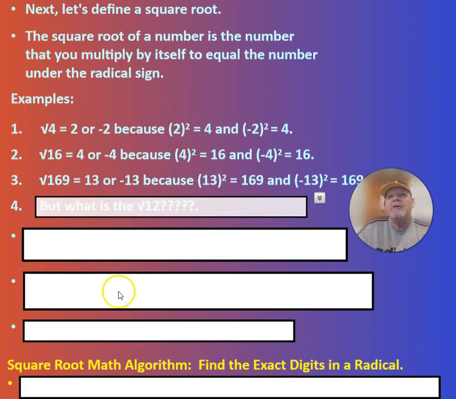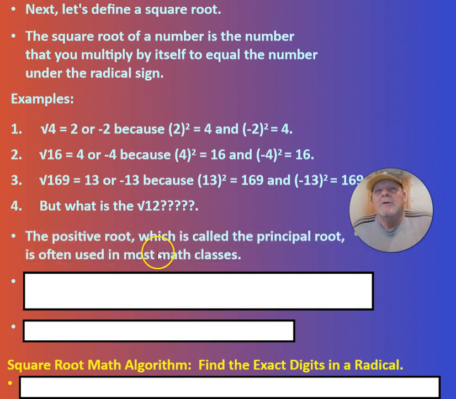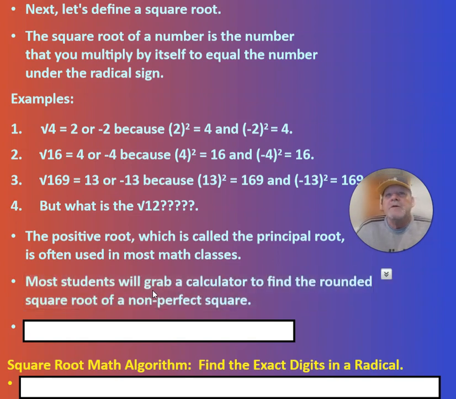But what happens when you have a number like the square root of 12? When you think in your mind, there's not two numbers multiplied by themselves that will give me 12. So I just want to mention one thing. There's something that's called the principal root, and in most math classes, you would talk about the principal root, especially if you're talking about length, because it can't be negative. So the positive root is usually the one people think of, but there usually are two roots.